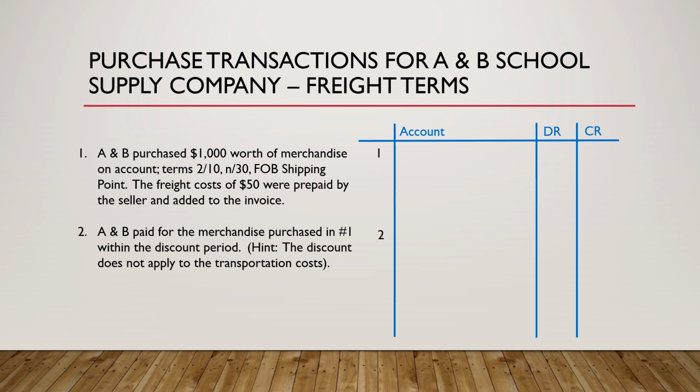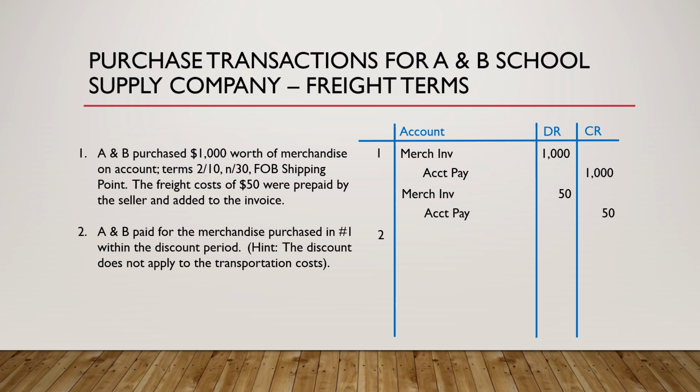Transaction 1. A and B purchased $1,000 worth of merchandise on account, terms 2/10, net 30, FOB shipping point. The freight costs of $50 were prepaid by the seller and added to the invoice. You could book this transaction as one entry, but I'd recommend splitting it into two. Debit merchandise inventory and credit accounts payable for the $1,000 purchase price. Then do the same for the shipping charges.